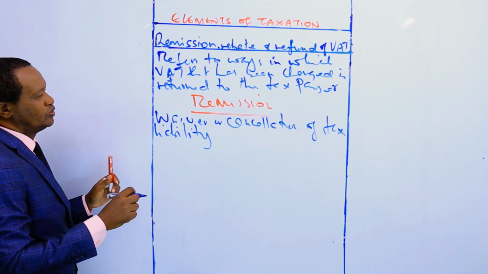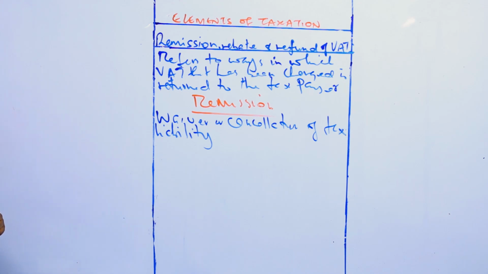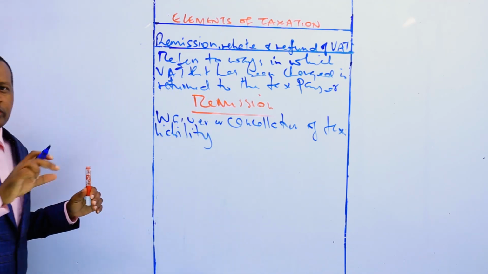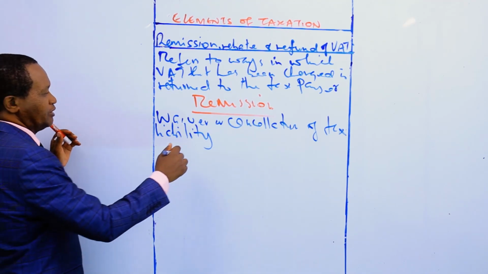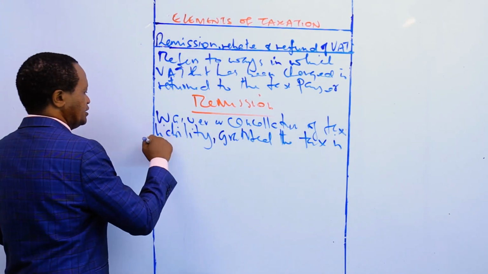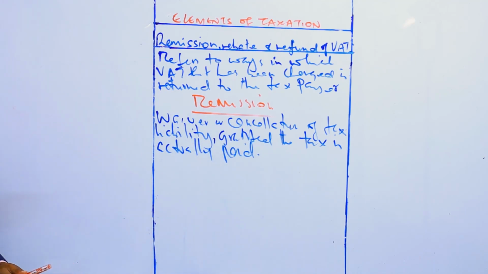Remission refers to the waiver or cancellation of a tax liability that would otherwise be due, or it may refer to the waiver of VAT on certain imports or supplies from the outset, and is often granted before the tax is actually paid. Remission is granted before the VAT is actually paid.